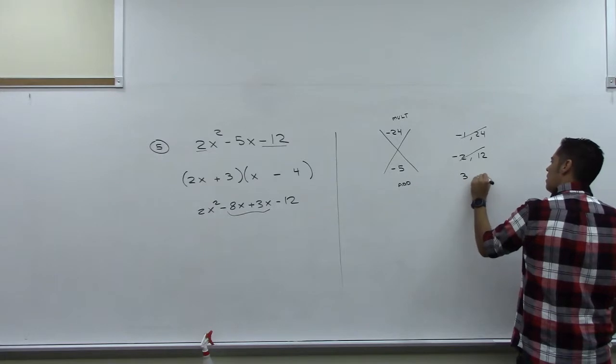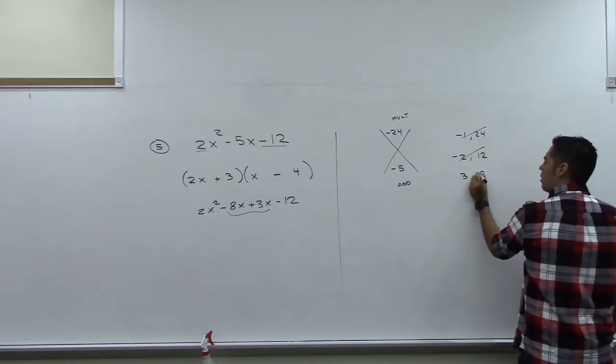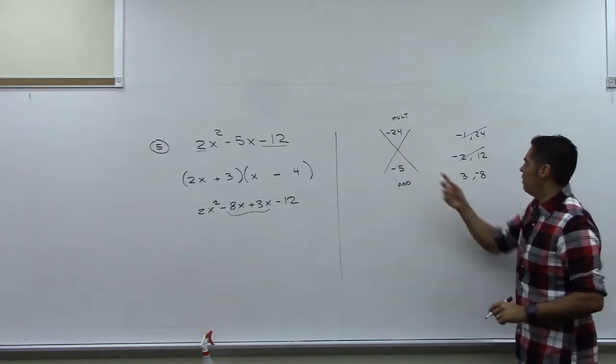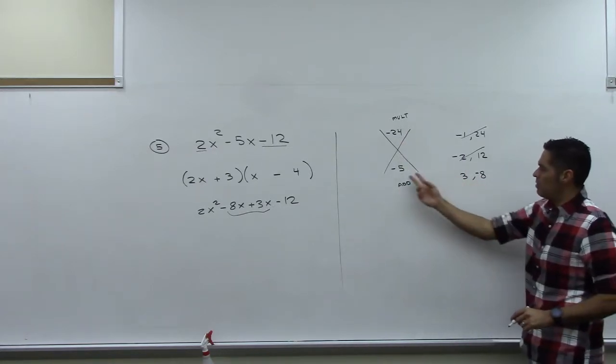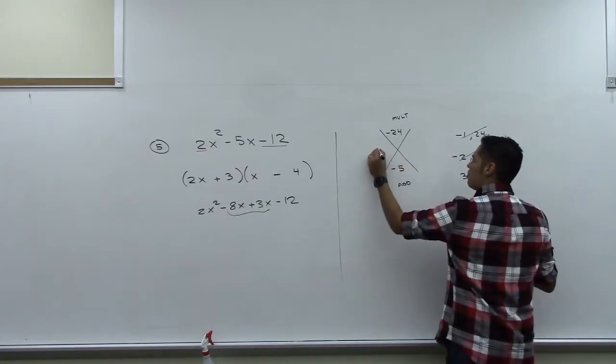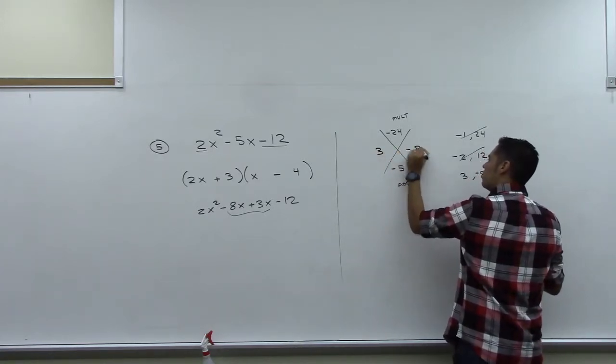So how about 3 and 8? Hey, this may work. Look, if I make 3 times negative 8, that gives me negative 24. And if I add these 2 numbers together, I do get negative 5. So these 2 numbers are going to work. So I'm going to just write those numbers down here, 3 and negative 8.